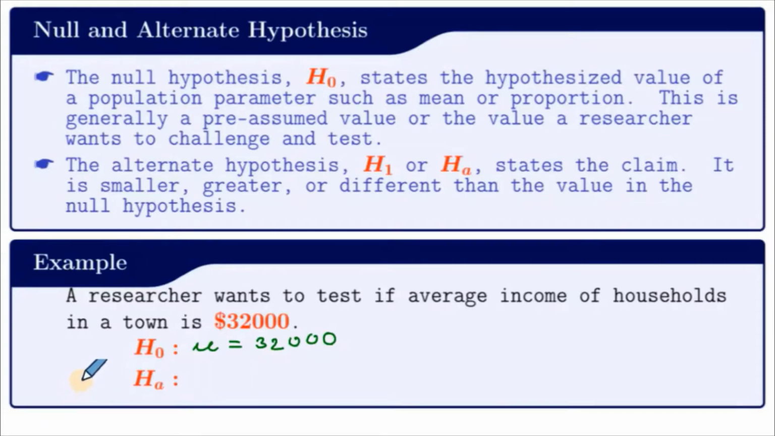Now, the alternate hypothesis, HA, is the claim. The claim is that mean is not 32,000. The claim here is mean is not equal to 32,000.